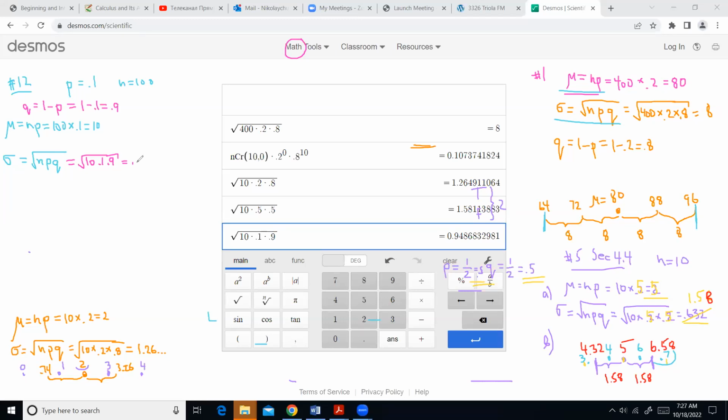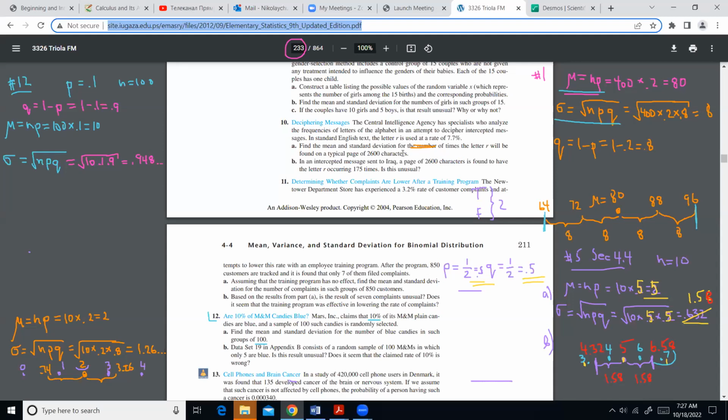So we have here 0.948 dot dot dot. So I would say it's approximately equal to 1. So let me double check. What you are saying is that we have not 100 candy. They say group of 100. So 100, right? So it's 100 candy. So usually you buy a little bag and there's like 100 candies in this bag.